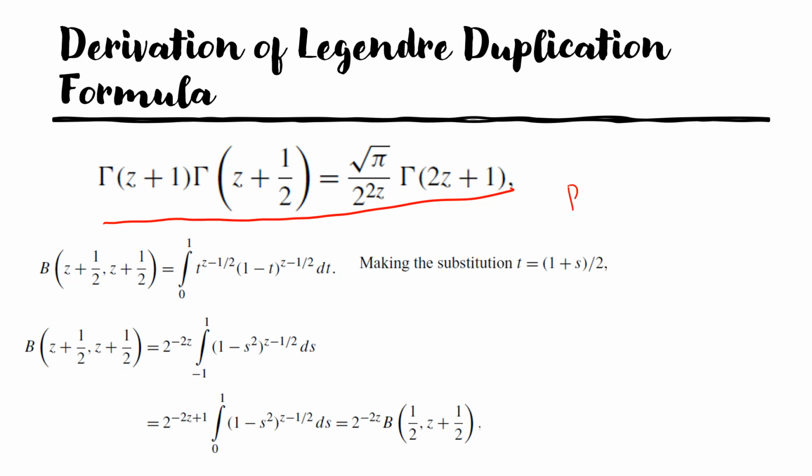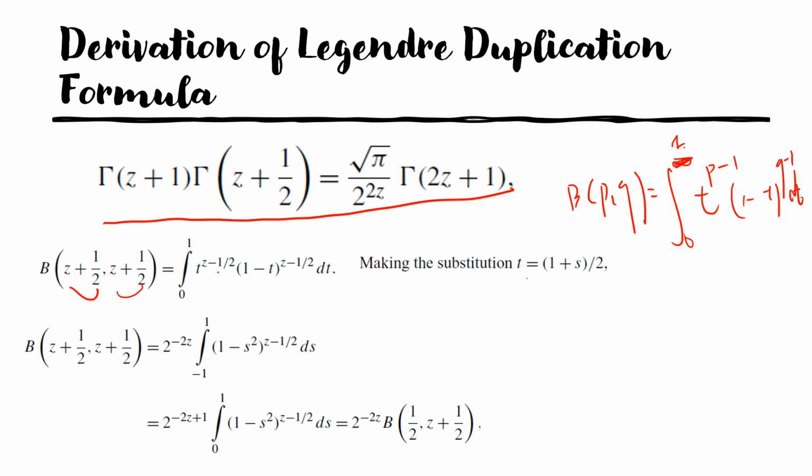Okay, so let me remind you guys. B(p,q) in our definition is basically the integral of t^(p-1) (1-t)^(q-1) dt. So if we plug in z plus a half, then the integral from 0 to 1 of t^(z-1/2) (1-t)^(z-1/2) dt. Then we make a strange substitution: t equals (1+s)/2. So this thing becomes this.